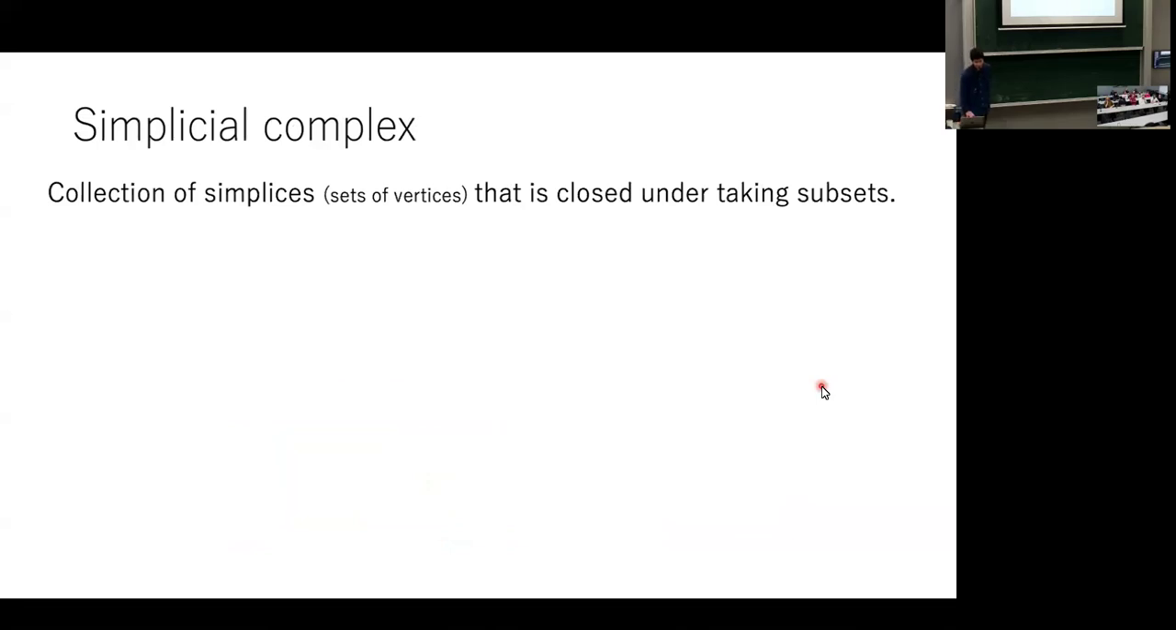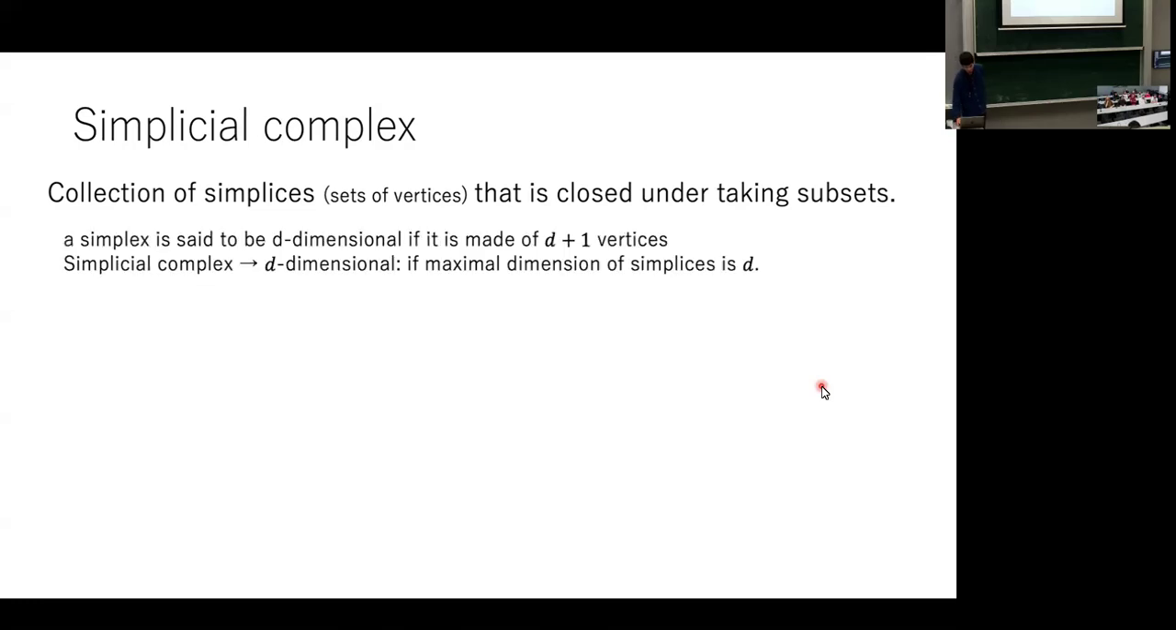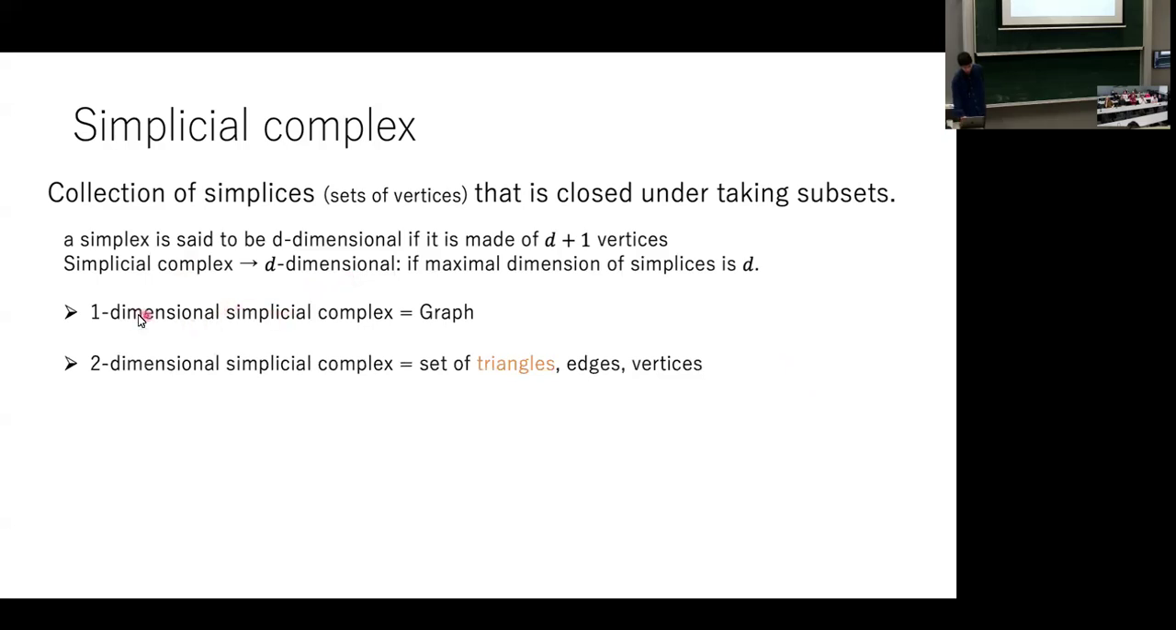And the main way of modeling such higher order networks in this talk is a simplicial complex, which is commonly used among such higher order network studies. A simplicial complex is a collection of simplices. A simplex is a set of vertices, and the collection is closed under the operation of taking subsets. A simplex is said to be d-dimensional if it is composed of d+1 vertices. And a simplicial complex is said to be d-dimensional if the maximal dimension of all its simplices is d.